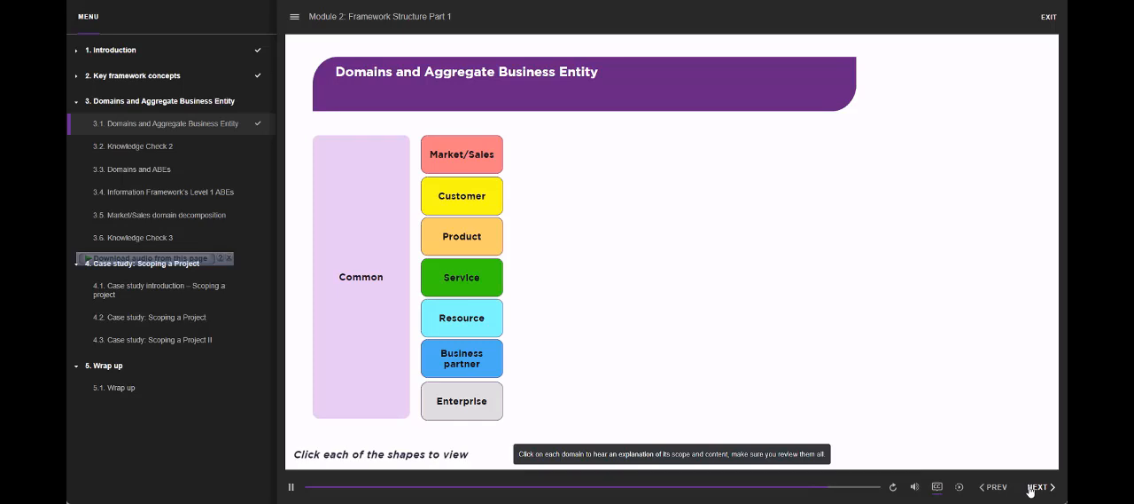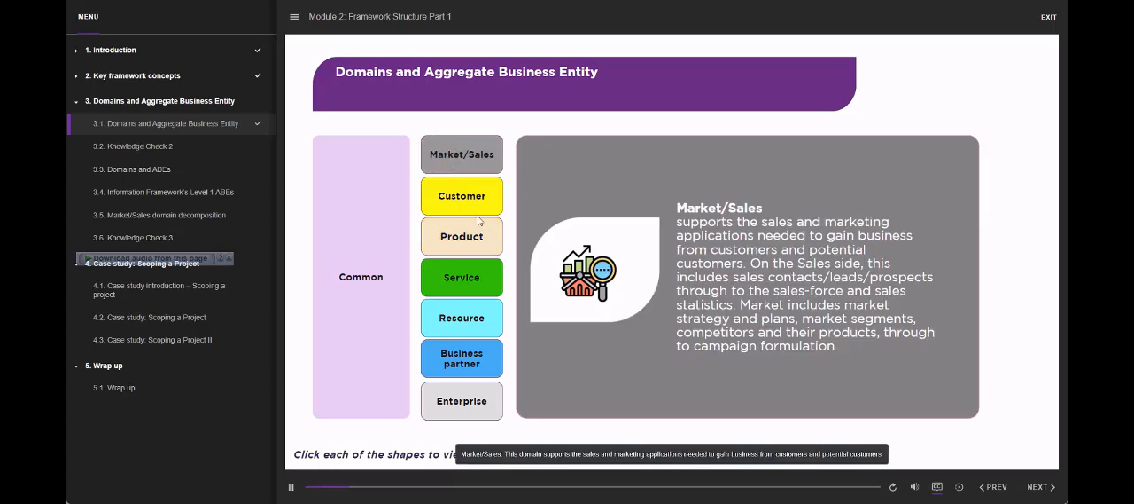Click on each domain to hear an explanation of its scope and contents. Make sure you review them all. Market sales. This domain supports the sales and marketing activities needed to gain business from customers and potential customers. On the sales side, this includes sales contacts, leads, prospects, through to the sales force and sales statistics. The market aspects include market strategy and plans, market segments, competitors and their products, through to campaign formulation.